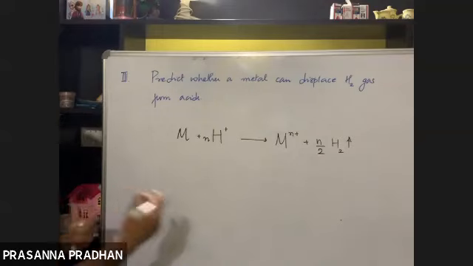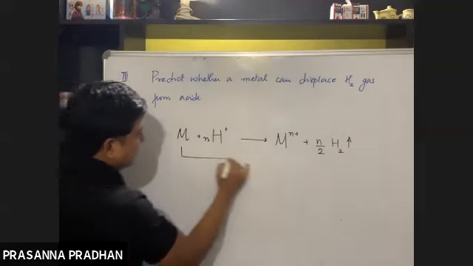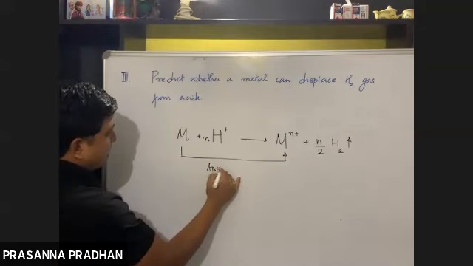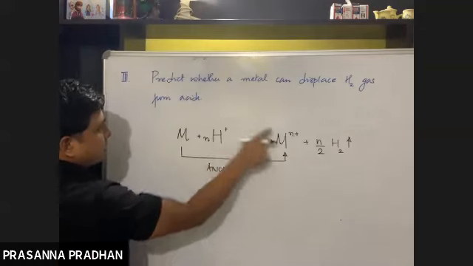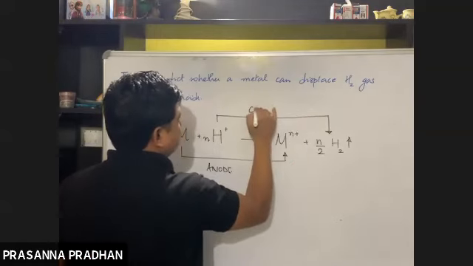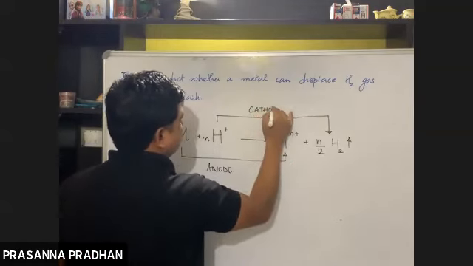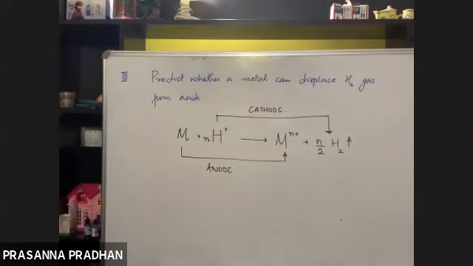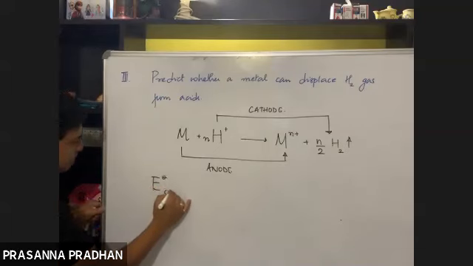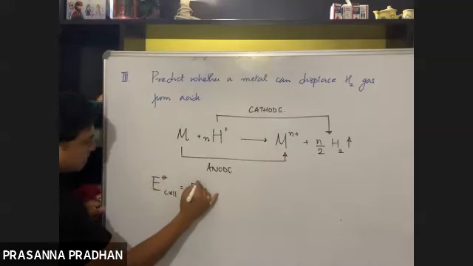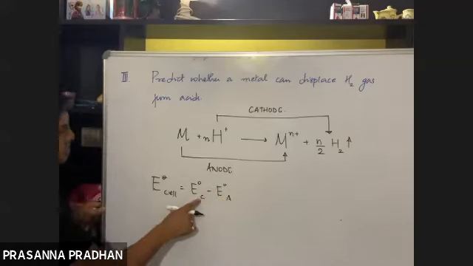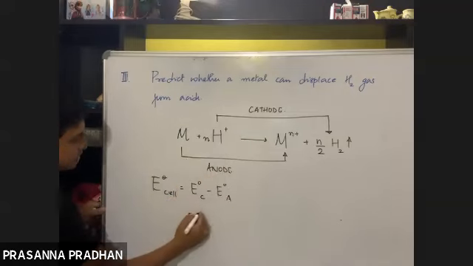So if this reaction does occur, the metal will have to behave as an anode, since oxidation is occurring here, there's an increase in oxidation number. And hydrogen will behave as a cathode since reduction is taking place. Now again, I'll use the same concept: E naught cell equals E naught cathode minus E naught anode. What is the reduction potential value of the cathode, the hydrogen electrode? 0.